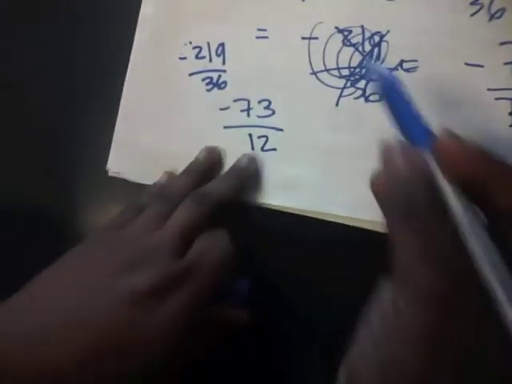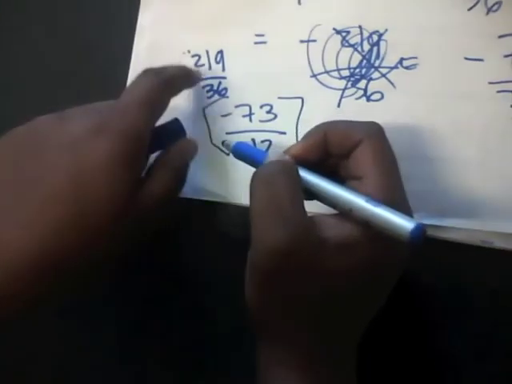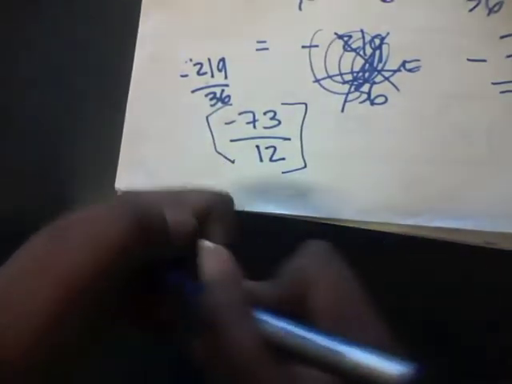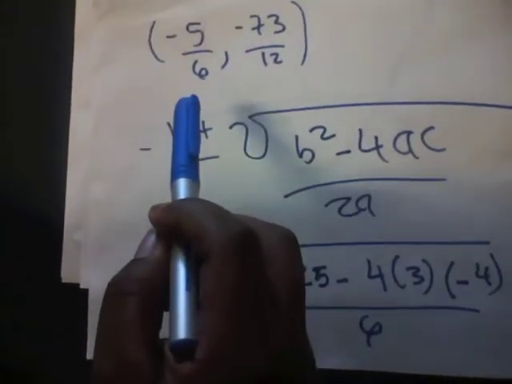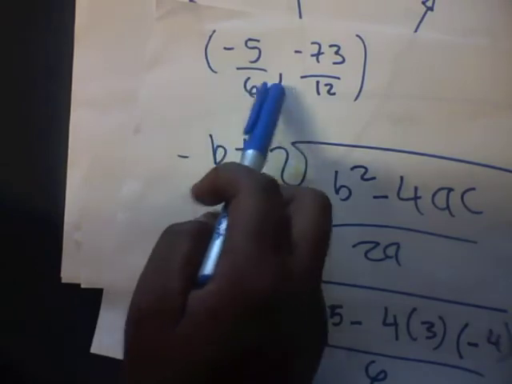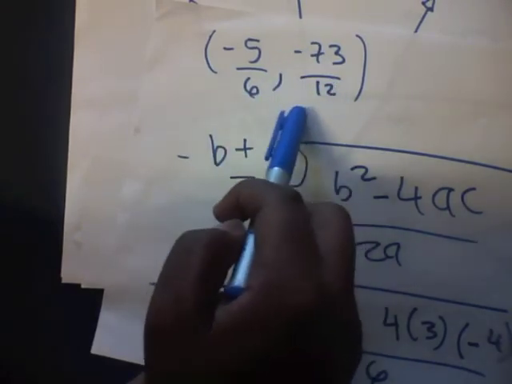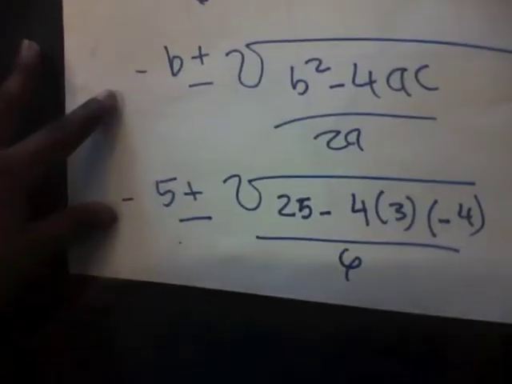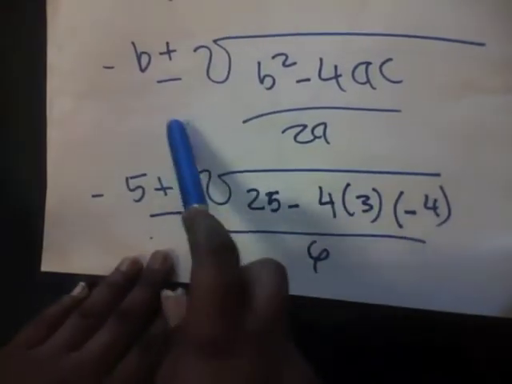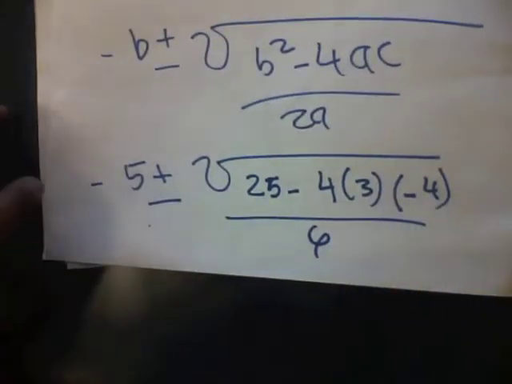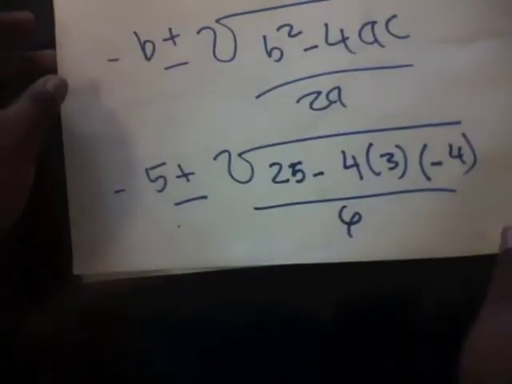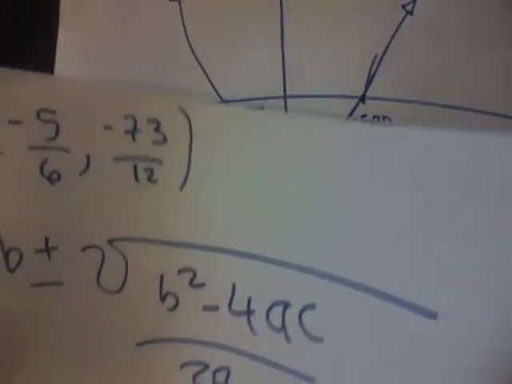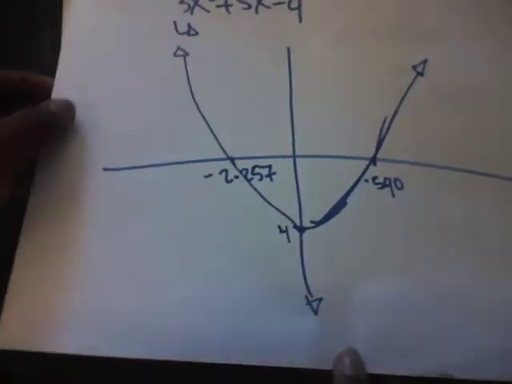So for now, what I did was try to get this equation to its simplest form, and I got negative 73 over 12. So I know that x is equal to negative 5 over 6, and y is equal to negative 73 divided by 12. And this is my quadratic formula, just to make sure that I did it right. I'll put it back in for you to really see. And this is how the equation looks.